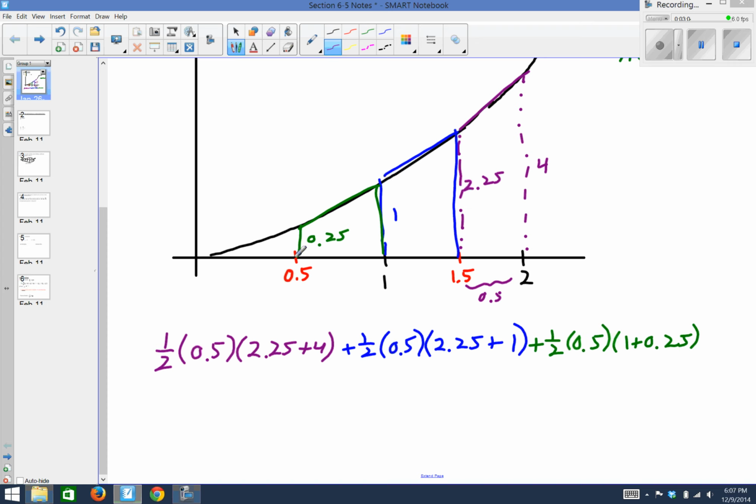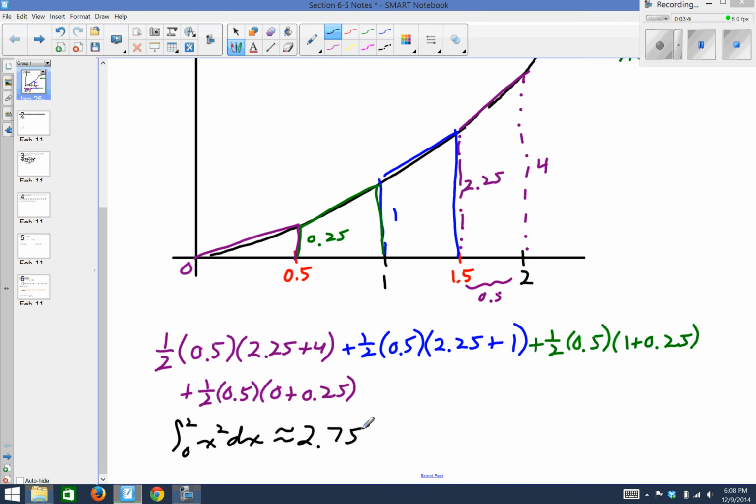And then finally, my last trapezoid, and I know I'm calling it a trapezoid even though it doesn't look like one. The weird thing is that one of the bases is 0. So it is a triangle, but if we consider one base being 0, we can say this is a trapezoid. And then if I go ahead and multiply all this up and add it up, I'm saying that the integral from 0 to 2 of x squared using trapezoids is about 2.75.